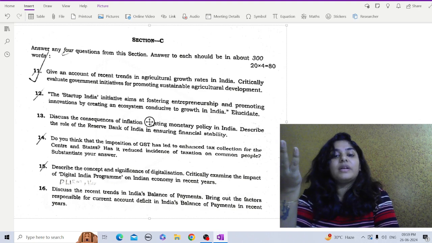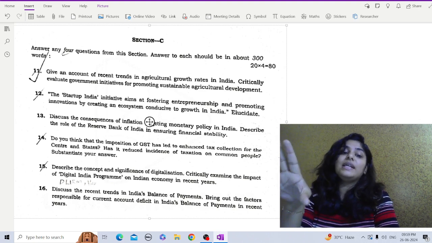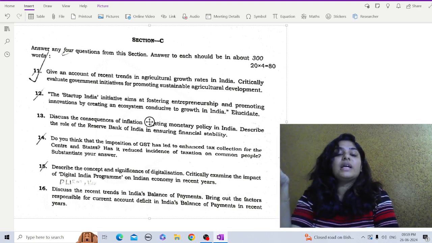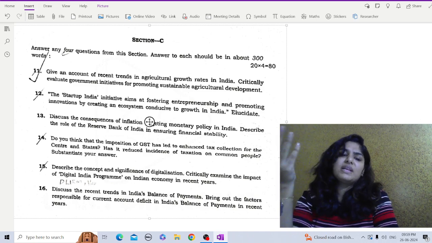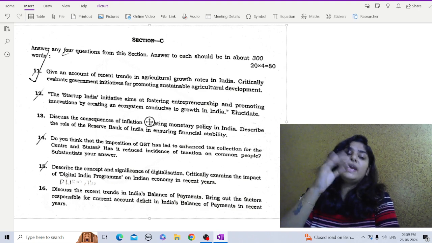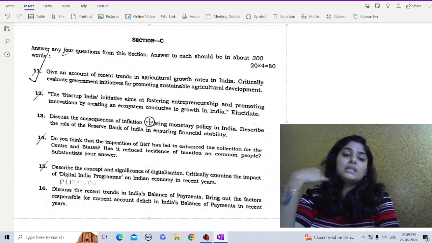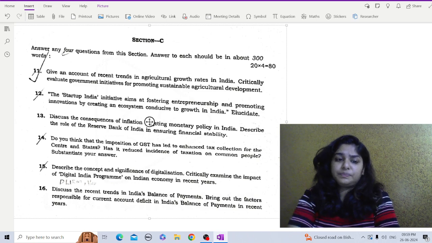Increased adoption of modern agricultural practices, greater use of high-yielding variety seeds, expansion of irrigation infrastructure, and growing emphasis on organic farming. Also, AI-based solutions for weather forecasting and pest control are gaining traction.